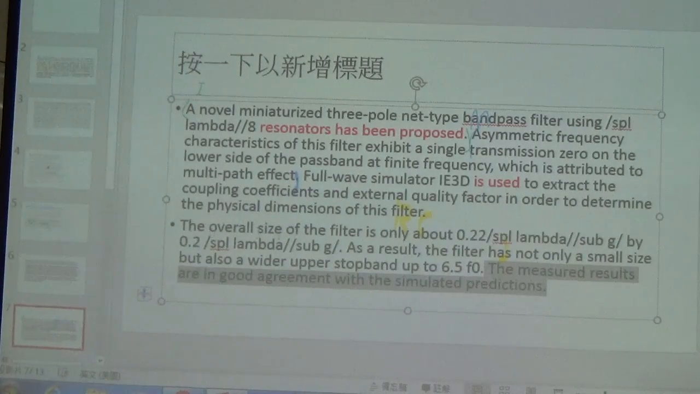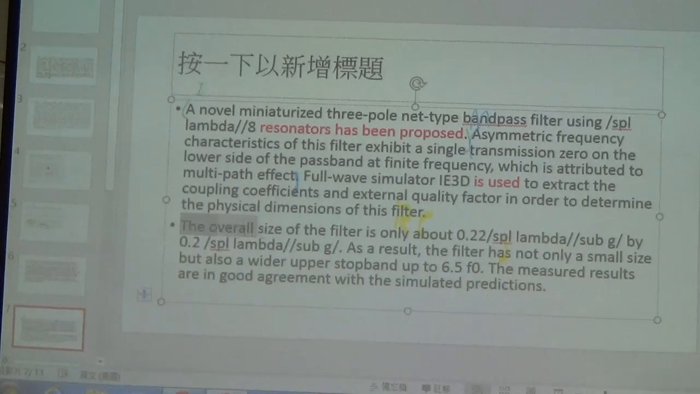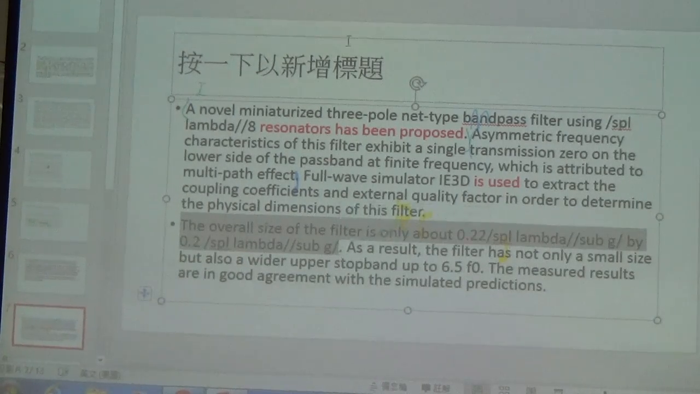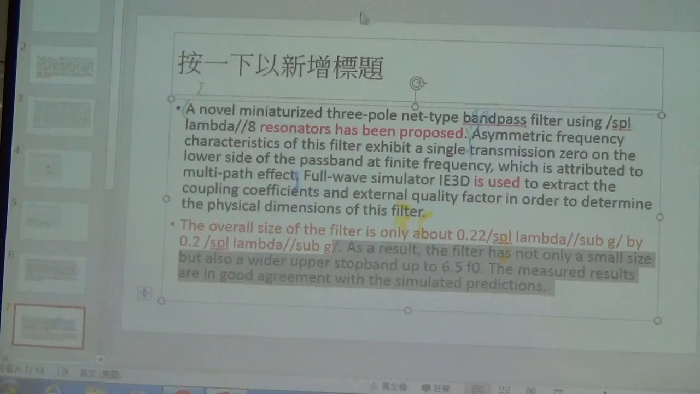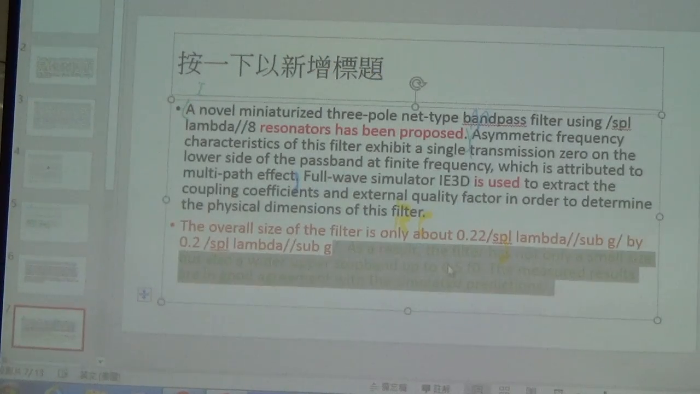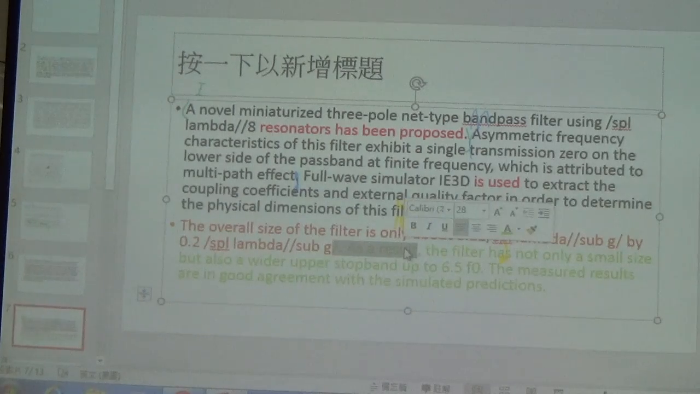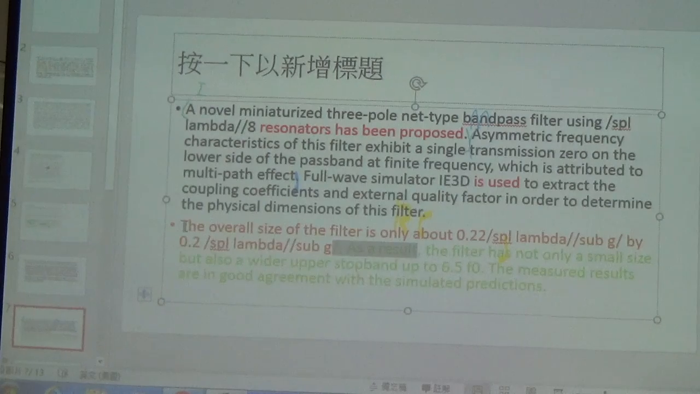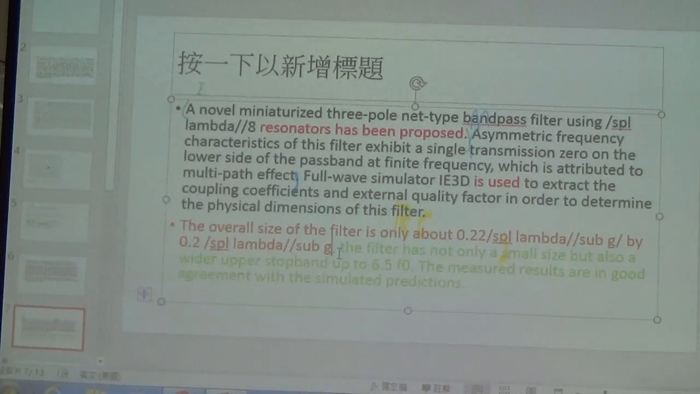That's the finding: the oversize of this filter is only 0.22. That's the finding. And these parts are the discussion. So do not be misguided by words like "as a result." If you see "as a result," it doesn't matter whether you use it to introduce your result or your discussion. This means nothing. So don't be misled.